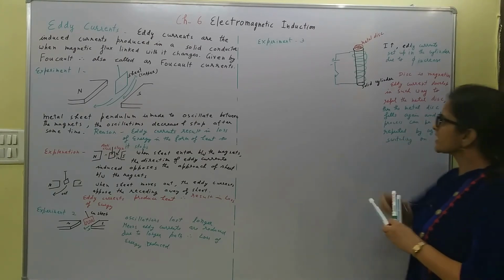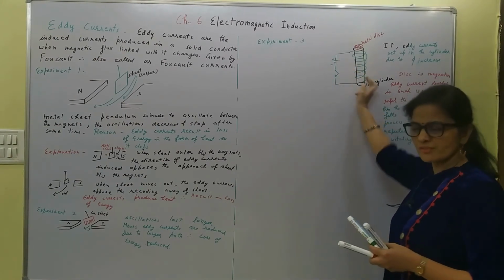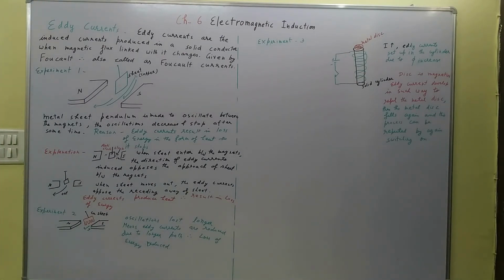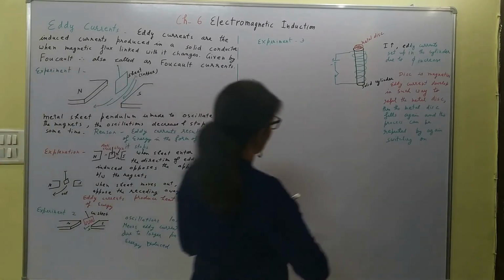See, when the current is established in the circuit, there will be no change in flux, so no production of induced currents, that is eddy current. So this whole process has to be repeated. So this will be like a toy. The coin jumps and then falls down, jumps and then falls down. So this is due to the eddy currents which are produced in the solid cylinder, which is metallic obviously.